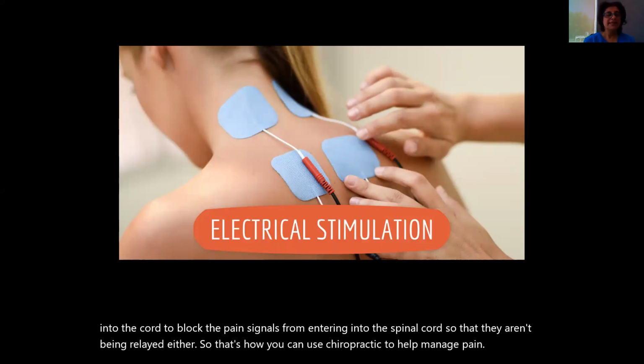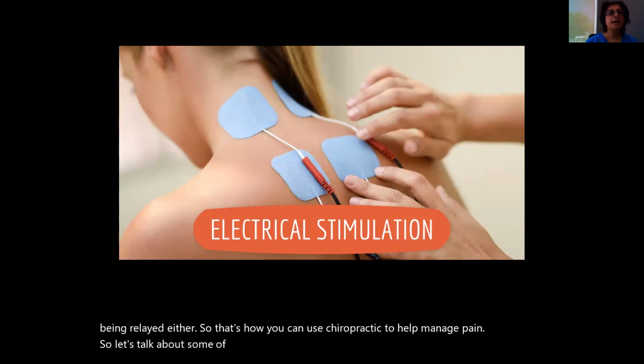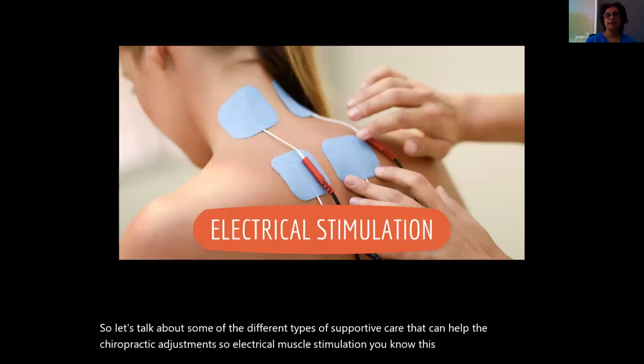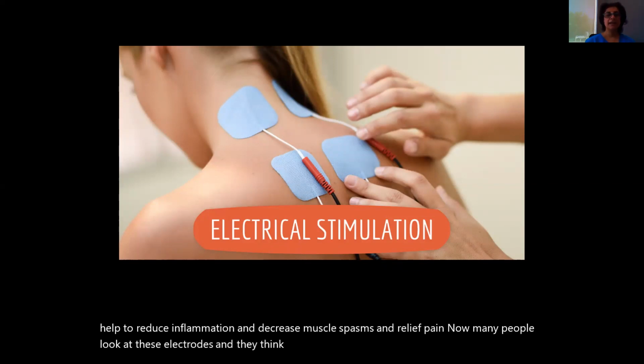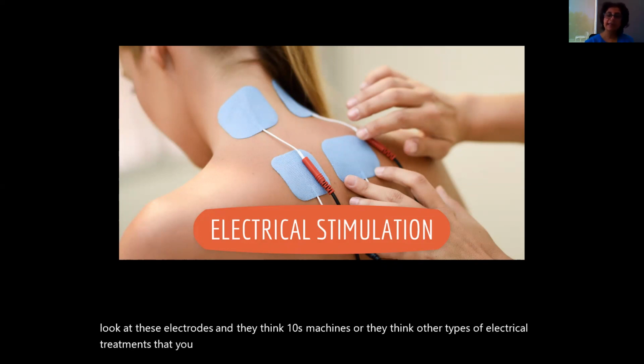So let's talk about some of the different types of supportive care that can help the chiropractic adjustments. So electrical muscle stimulation, this is something that can help to reduce inflammation and decrease muscle spasms and relieve pain. Now, many people look at these electrodes and they think TENS machines, or they think other types of electrical treatments that you can actually feel on your skin.